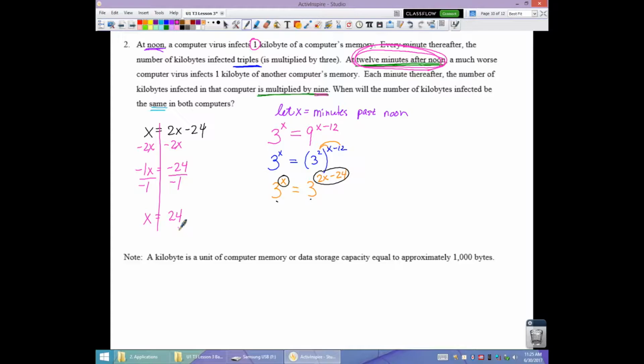Now this was kind of vague when it said when will the number of kilobytes infected be the same. So it's 24 minutes after the first computer was infected, or since we knew that was at noon, we could say this happened at 12:24 p.m.